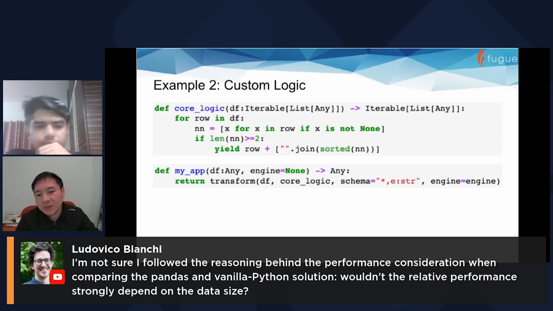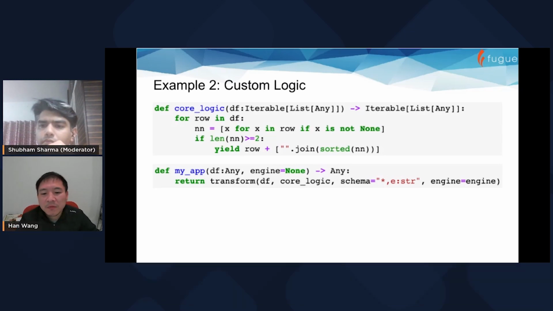Oh, I see what you mean. So the performance consideration can sometimes be true, sometimes be false, right? In this particular case, we find that using the iterable is even faster than using the native pandas solution. So the point I want to make here is that pandas is not always faster than Python. When people know pandas, they tend to assume that pandas is always faster.